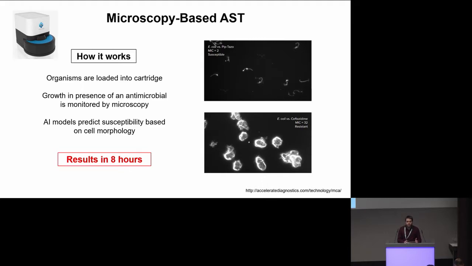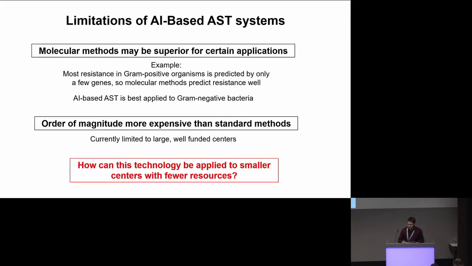Now, this sounds really great in practice, but I'd like to also mention a couple of limitations of these types of systems. And I think the biggest limitation, and this is something that I think was brought up in a question yesterday, is that in some cases, molecular methods are actually better at certain applications. So a great example is that most resistance in gram-positive organisms can be predicted by only a few genes. For example, if you have a Staph aureus and you use molecular detection and you find the mecA gene, then now you know you have an MRSA, and that actually tells quite a lot of the story that you need to know.